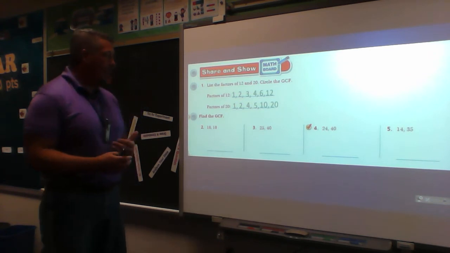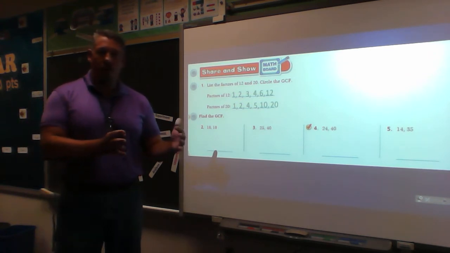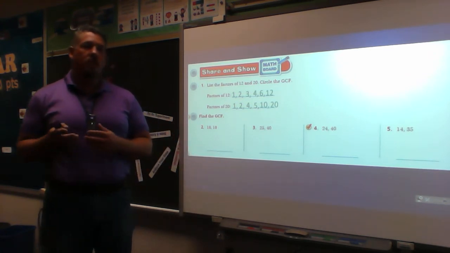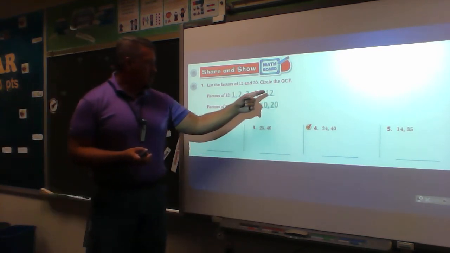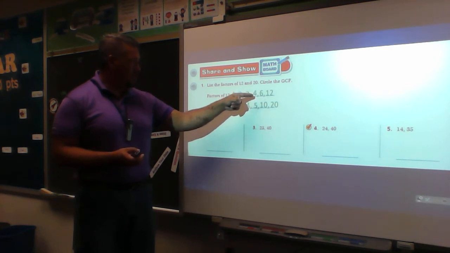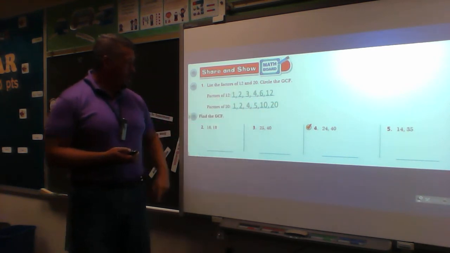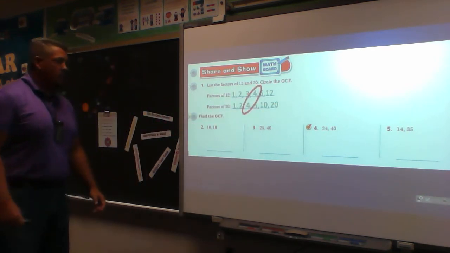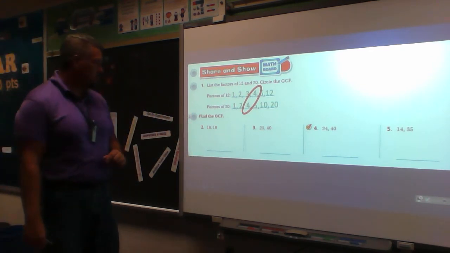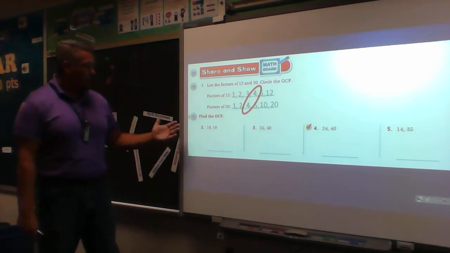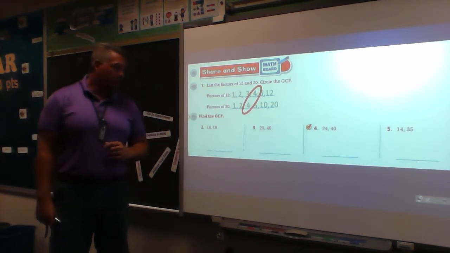Once I have them all, I don't need to circle all of the factors that they have in common. I just need to focus on the greatest, the largest one that they have in common. So here's a 12, and it's not below. A 6, it's not below, but the 4 is listed below. So my greatest common factor between 12 and 20 is going to be 4. We're going to do the same thing for 16 and 18.